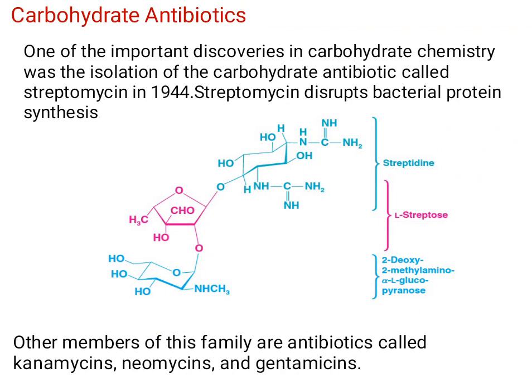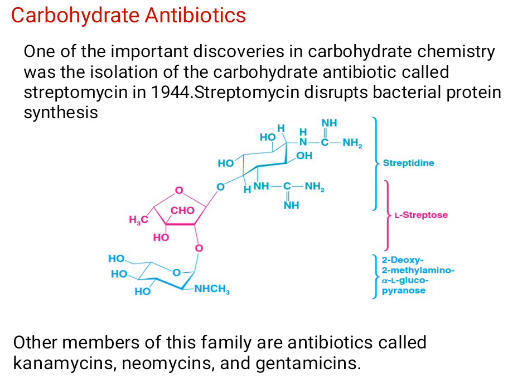Carbohydrate antibiotics. One of the important discoveries in carbohydrate chemistry was the isolation of the carbohydrate antibiotic called streptomycin in 1944. Streptomycin disrupts bacterial protein synthesis. So the work of streptomycin is to disrupt the bacterial protein synthesis. Now this is the structure of streptomycin.